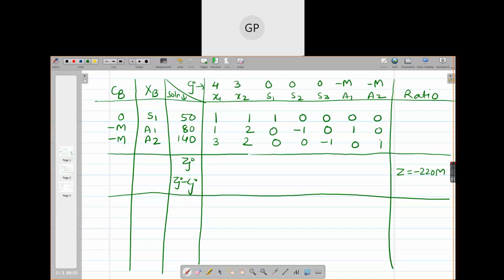So if you observe the variables S1, A1 and A2, their coefficient in one of the constraints is 1 and everywhere else it is 0. They are basic variables. Do not forget this definition. Can you quickly tell me Zj's? Come on, girls. Can you quickly tell me Zj's?